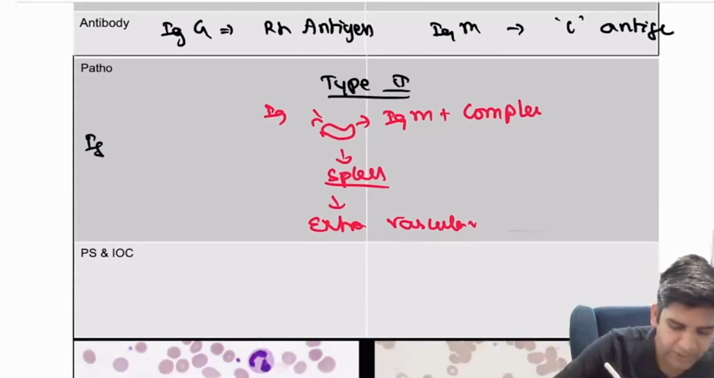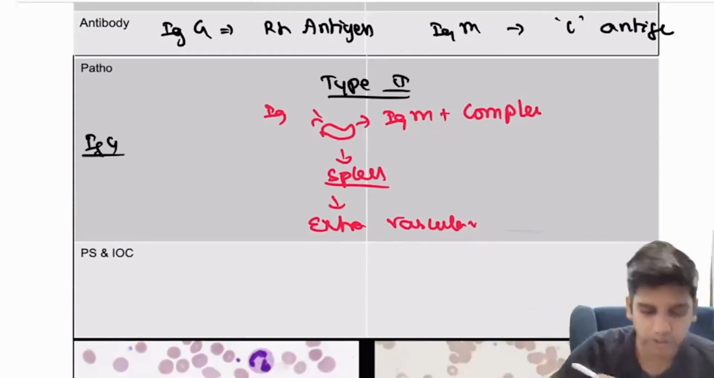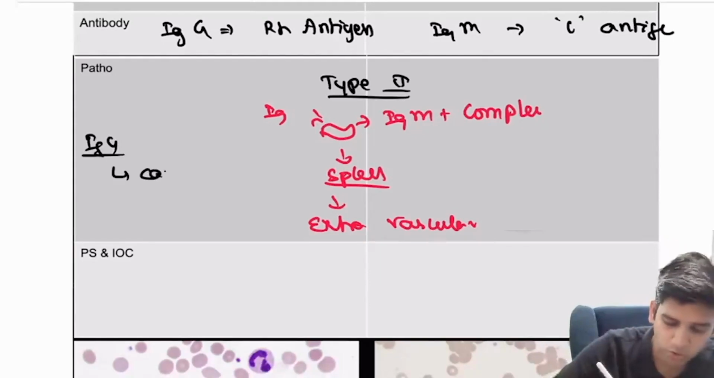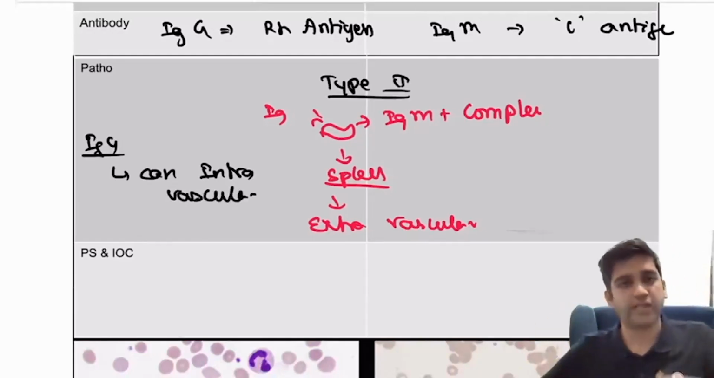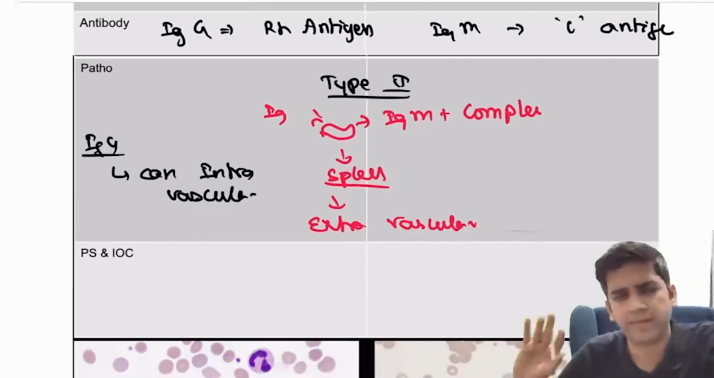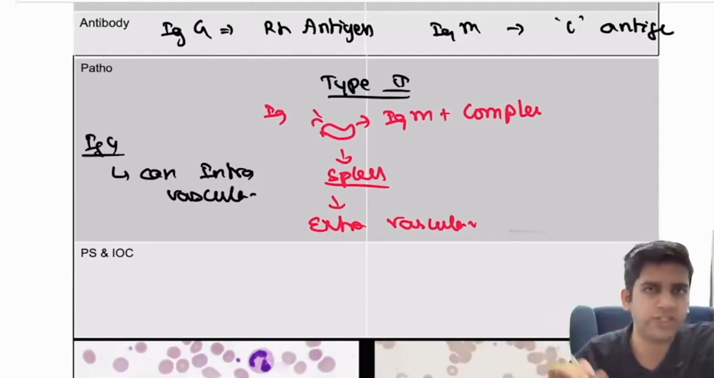Theoretically, since IgG is a bit more powerful, it can also cause intravascular hemolysis, but it's not clinically significant. That's why I said theoretically it can cause intravascular hemolysis, but commonly both of them will cause extravascular hemolysis only, right?